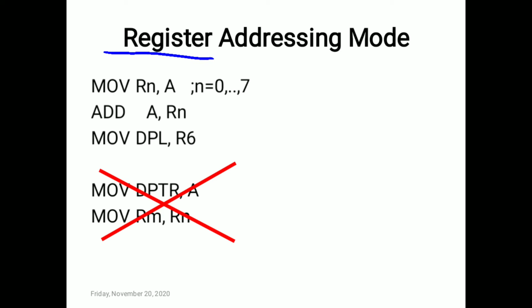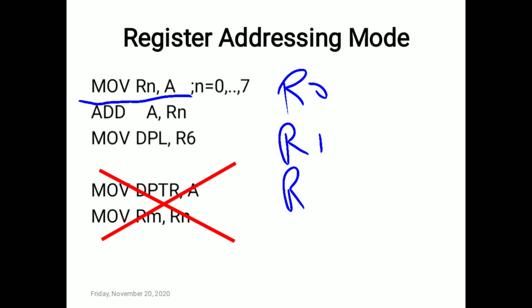Now in this instruction, suppose the first instruction is MOV A, Rn. Here n can be 0 to 7, which means the register can be R0, R1, R2, up to R7. It can be any register. Suppose it is R0.